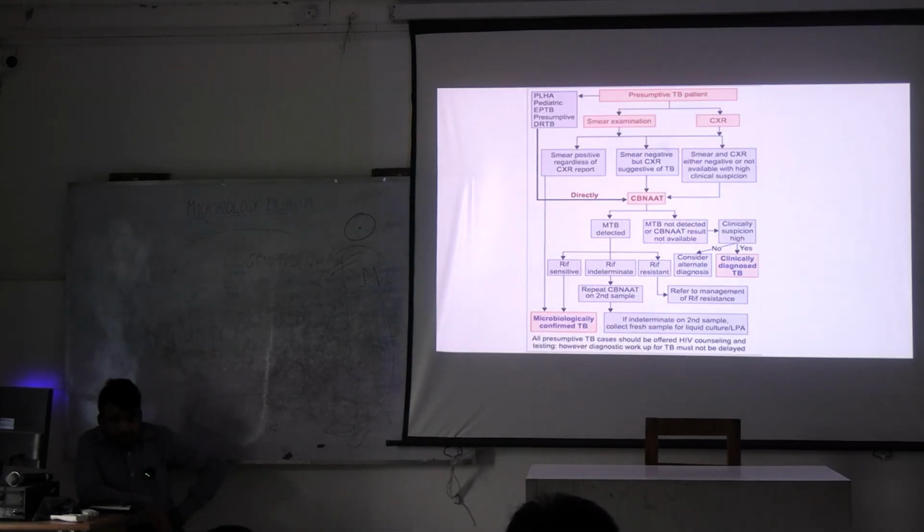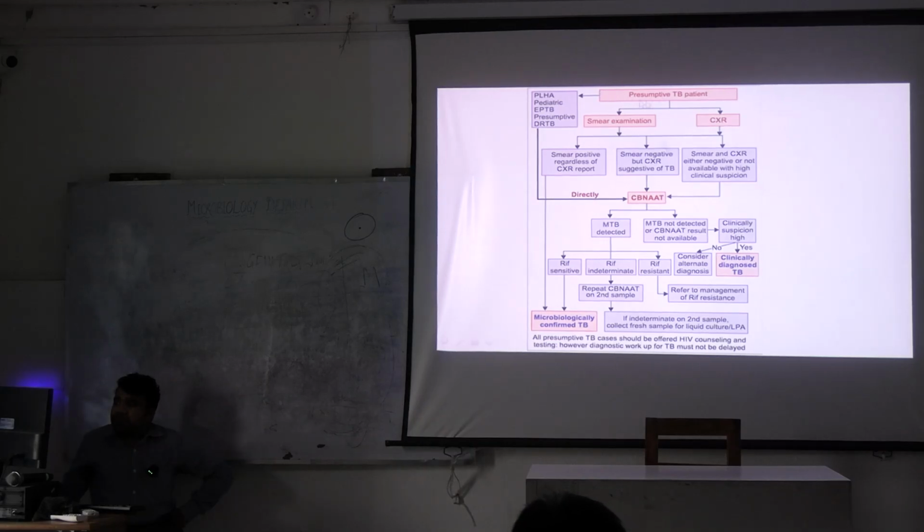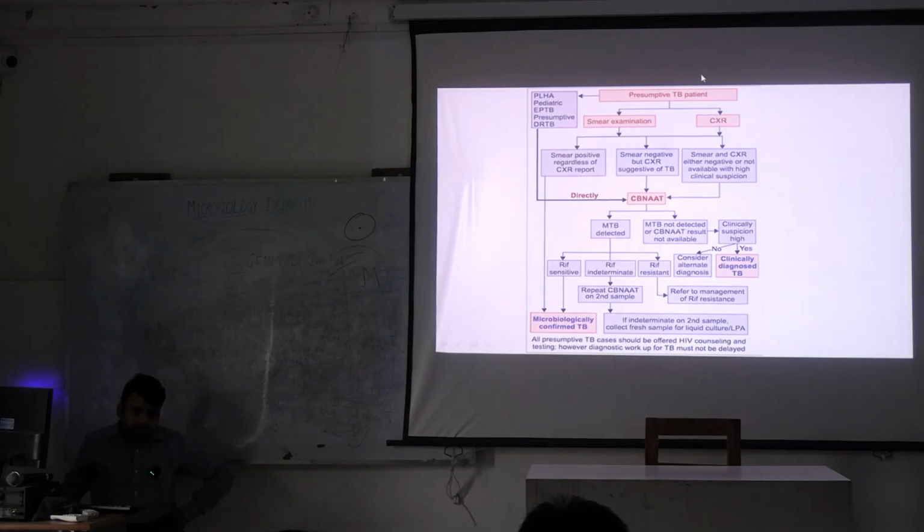Now, this is the protocol that is given in the national NTEP program, where at the very top, suppose we have a presumptive patient in whom we are suspecting that the patient could have tuberculosis. So what we need to do is confirm tuberculosis.